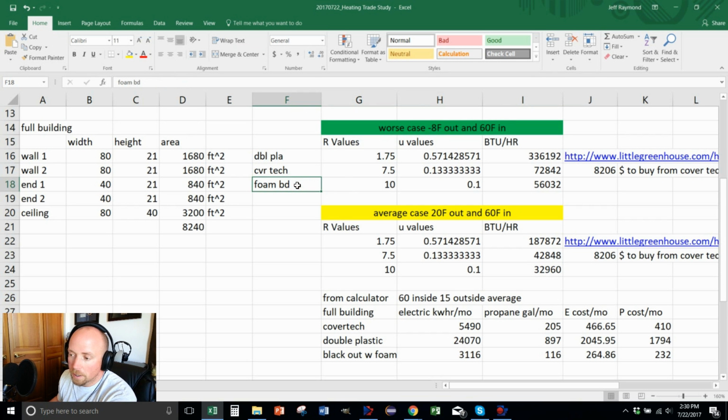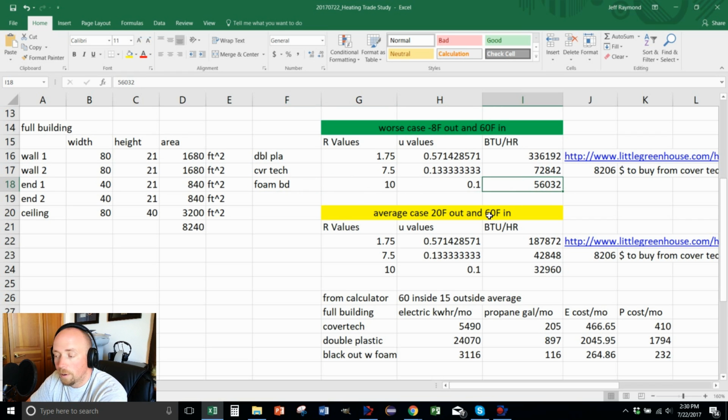I'm going to skip down here. The next one, actually, subscribers recommended this one, is foam board, and just basically put foam board all the way on the inside of the building. It has an R value of 10, which means it's better at retaining heat, and a U value that shows that it's pretty good at not letting heat out, which makes sense, right? And it only needs 56,000 BTU per hour in order to maintain the 60 degrees Fahrenheit inside.